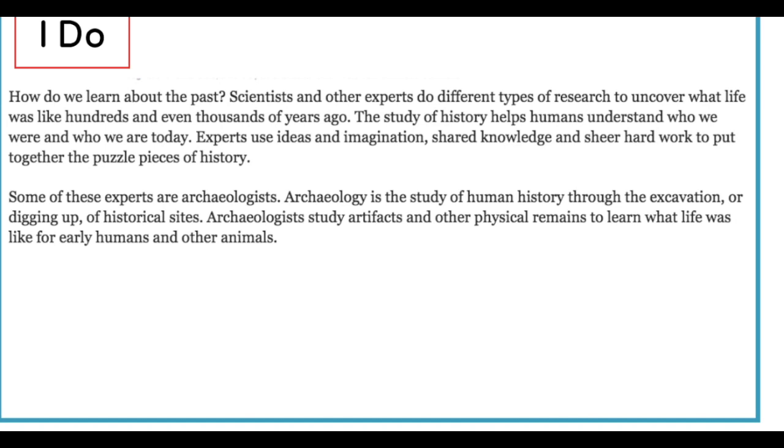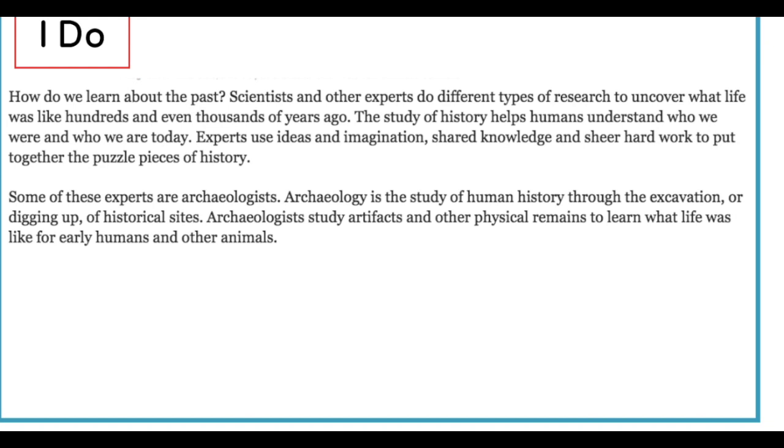Honestly, for my 6th graders, there would have been no clunks there. So I will continue going. Some of these experts are archaeologists. Archaeology is the study of human history through the excavation or digging up of historical sites. Right here, if I didn't introduce archaeology as my keyword, this would have been perfect for me to show them how to model how we identify clunks and use the FixUp strategies.